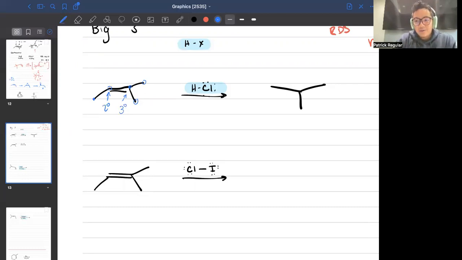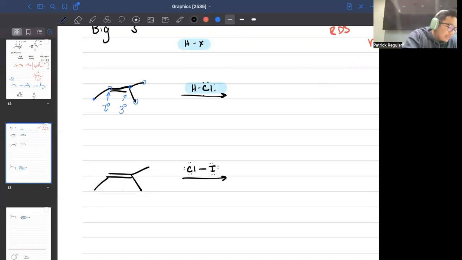You have to be sure to draw the substitution pattern because it's not always plain and simple. There might be a shift happening and you have to know, all right, where does the carbocation want to be? What's going to be reactive with what? So let's go ahead and just draw it out.